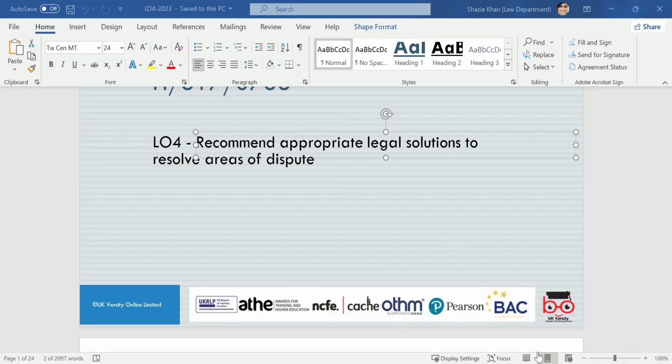And the session we're doing today is learning outcome 4, and then we have the final session, which is the assignment discussion session. So before we go into learning outcome 4, I just want to give you an overview of what we did in the last session, which was learning outcome 3.